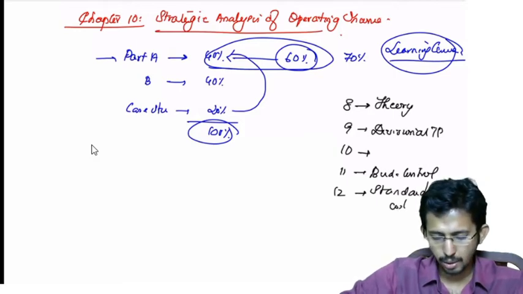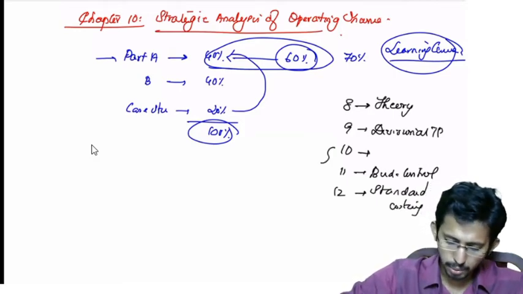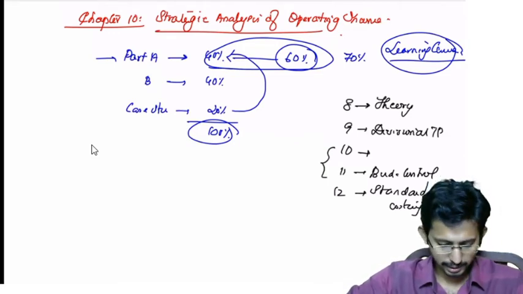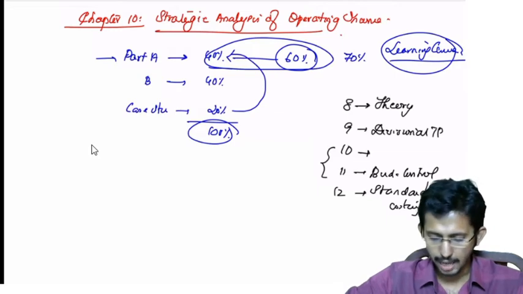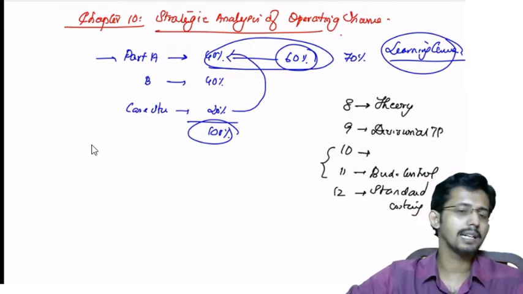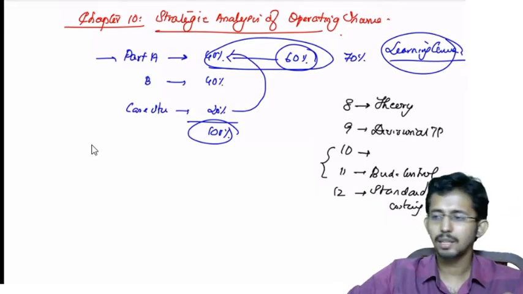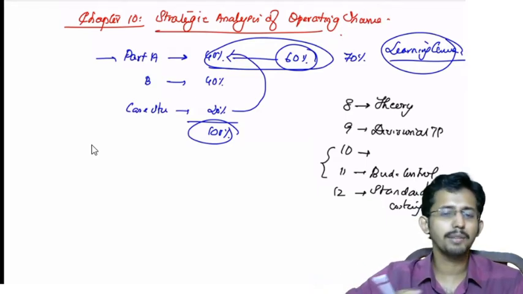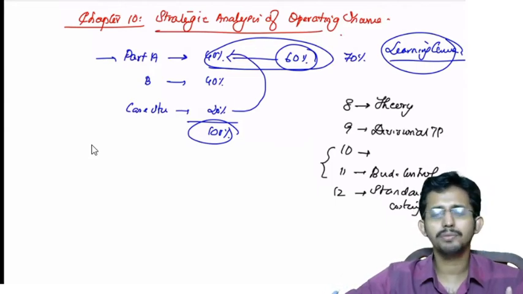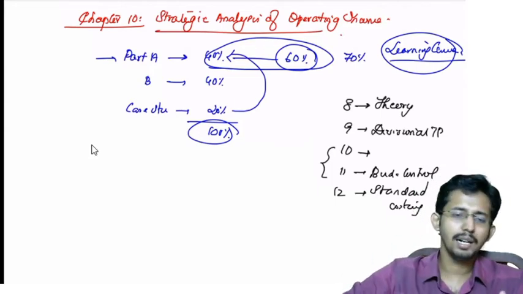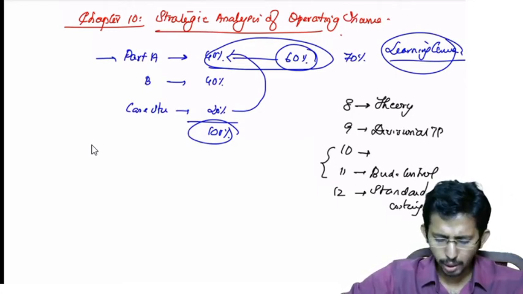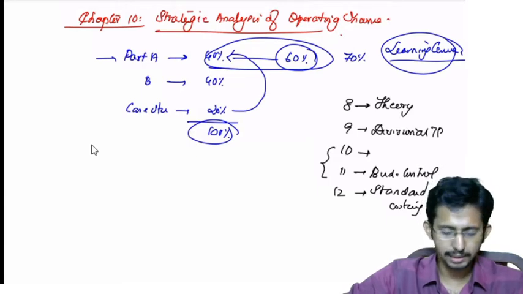Now, by today and tomorrow I plan to complete chapters 10 and 11. That is, chapter 10 is strategic analysis of operating income, and chapter 11 is budgetary control. Budgetary control, as far as your CA final is concerned, is a very small topic, because the preliminary functional budgets and flexible budget, those things we have already learned in your IPCC. So it is just a continuation of that, and you have certain new concepts in budgetary control. So that is what I am planning for today and tomorrow in these sessions.